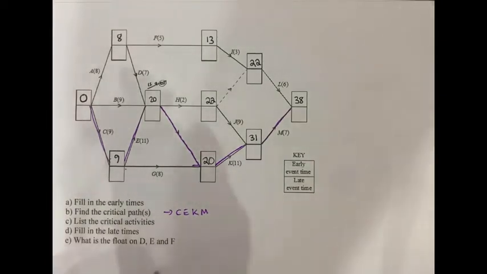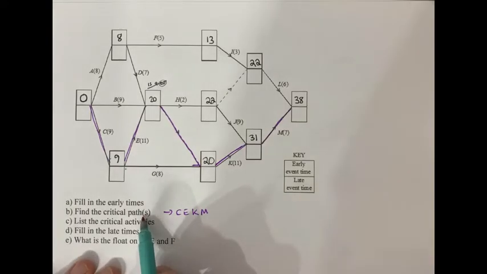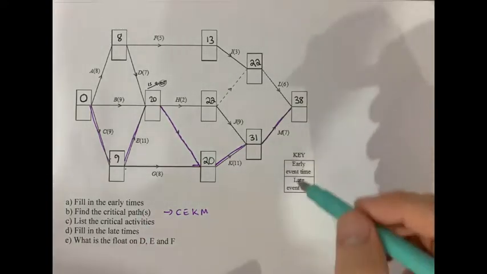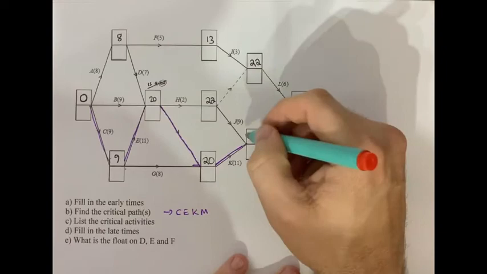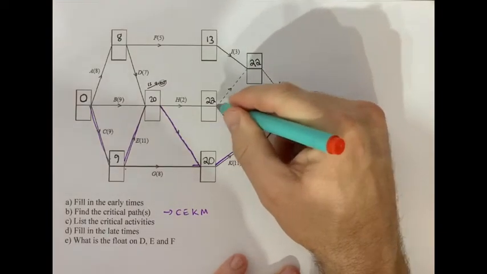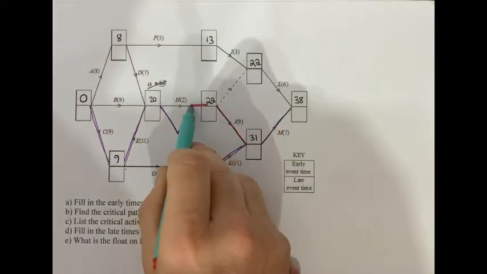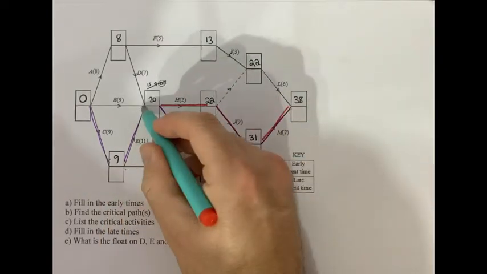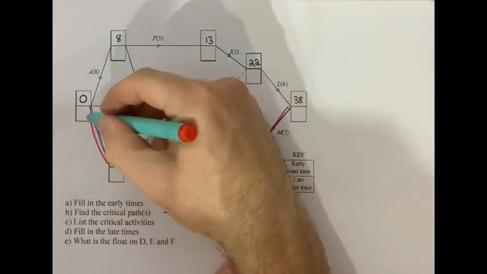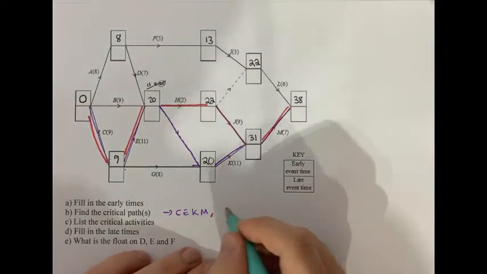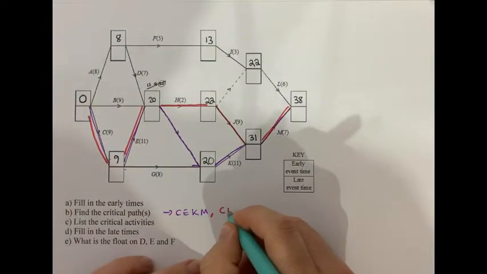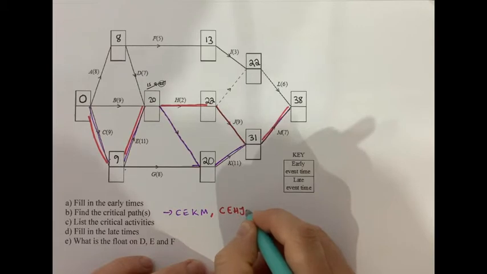But now one clue in the exam is if it says paths rather than path, you know there'll be more than one. So here 31 take 9 is 22, 22 take 2 is 20, and then you can follow the same path back to the source node. So another critical path would be C, E, H, J, M.